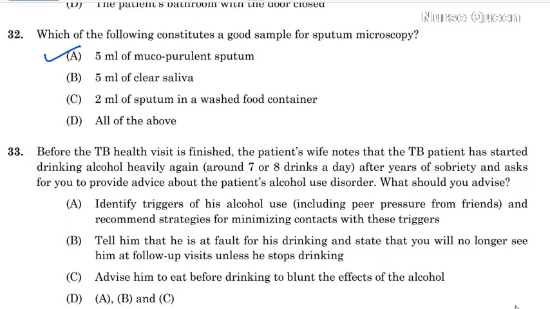Before the TB health visit is finished, the patient's wife notes that the TB patient has started drinking alcohol heavily again, around 7 or 8 drinks a day, after years of sobriety, and asks you to provide advice about the patient's alcohol use disorder. What should you advise? Here the correct answer is A. That is, identify triggers of his alcohol use, including peer pressure from friends, and recommend strategies for minimizing contact with these triggers.